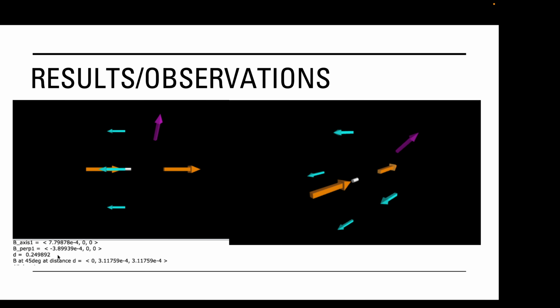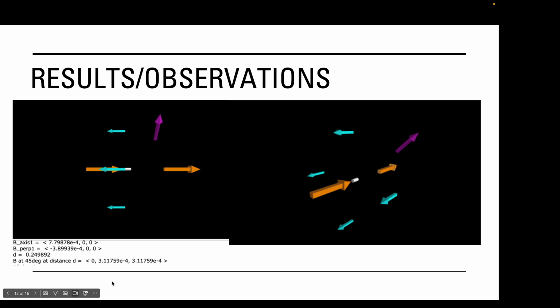Results and observations. Here's the axis, here's perpendicular. We can see on axis the coded version is actually greater than the magnitude of the perpendicular. This is to be expected because the on axis is being directly affected by the dipole, unlike the off axis, which is perpendicular. In the arrows, the orange arrow represents the on axis, the cyan blue arrow is the perpendicular, and you can see in this 3D plot the purple, or magenta, arrow is the 45-degree axis.